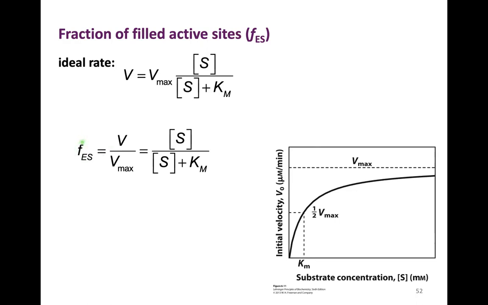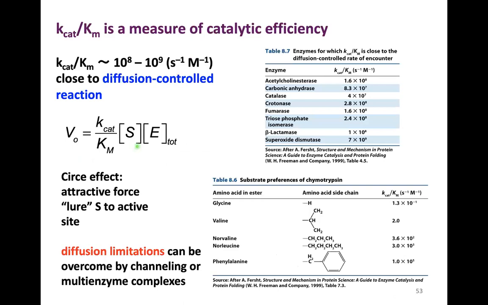We can also talk about the fraction of the active sites that are filled, analogous to what we saw when we were looking at the binding curve for myoglobin and hemoglobin. And so that is the initial rate at whatever that substrate concentration is over the Vmax. That is the fraction. So remember, at Vmax, all active sites are filled of that enzyme. So this is this fraction that we can define as this.